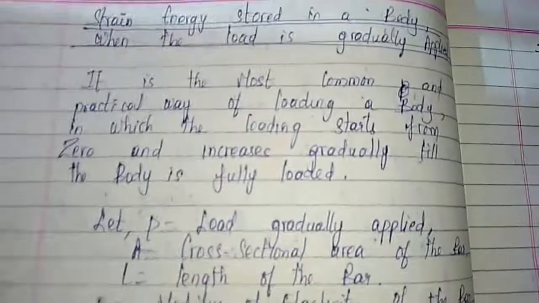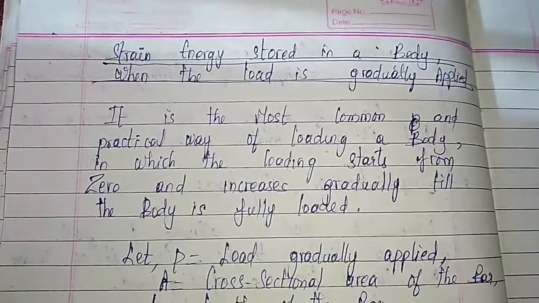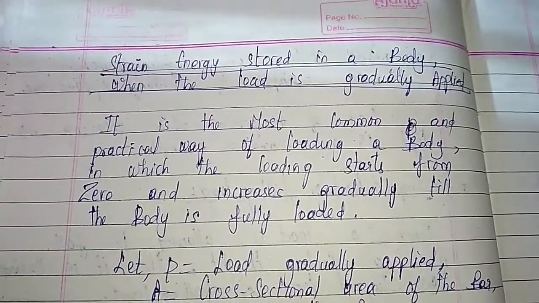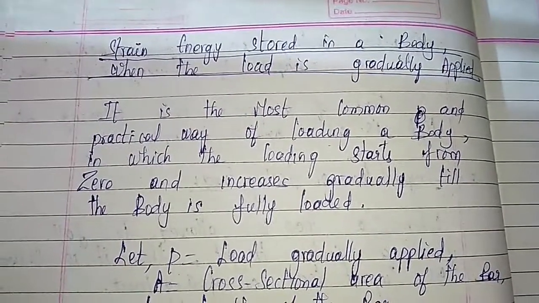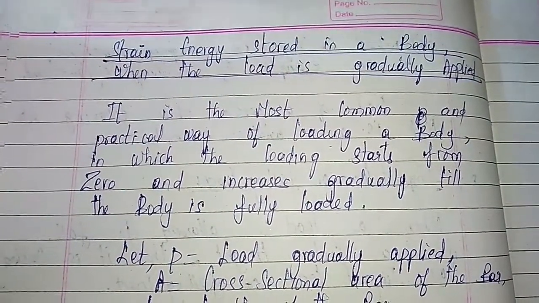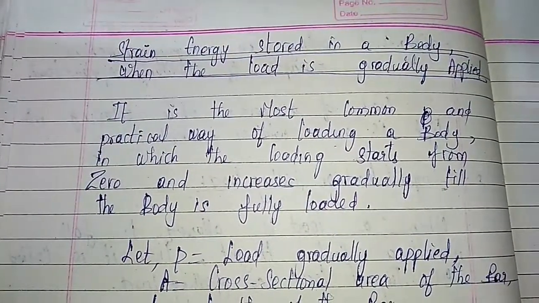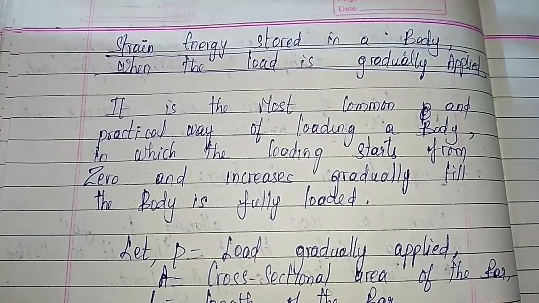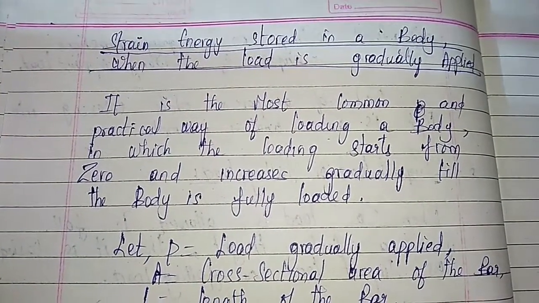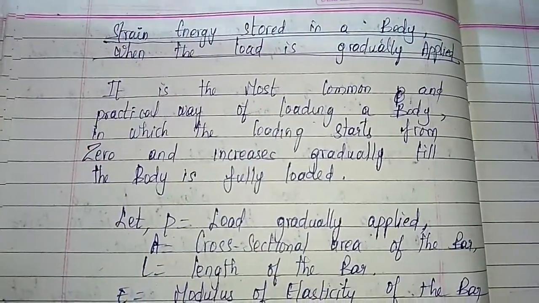Next we will move on to the derivation, that is, strain energy stored in a body when the load is gradually applied. It is the most common and practical way of loading a body, in which the loading starts from zero and increases gradually till the body is fully loaded. As I already told you, right? What is gradually applied load? Gradually applied load is nothing but the load is applied from zero and uniformly, or gradually, increased up to a particular required limit.